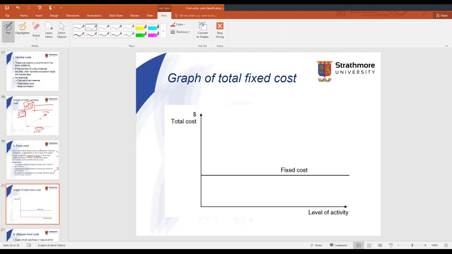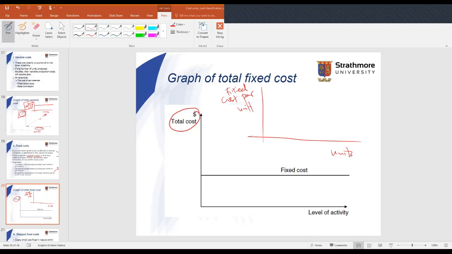And as I mentioned, be very careful on what we have here as our dependent variable. What should happen if we have fixed cost per unit as our dependent variable? How will the graph be like? And here are the units, or the level of activity. How will our graph be like if we have as the dependent variable the fixed cost per unit?